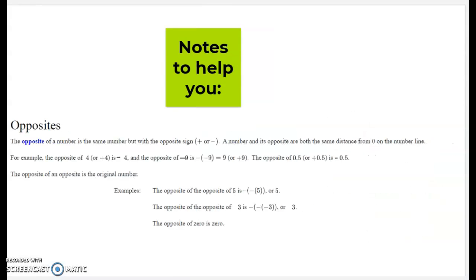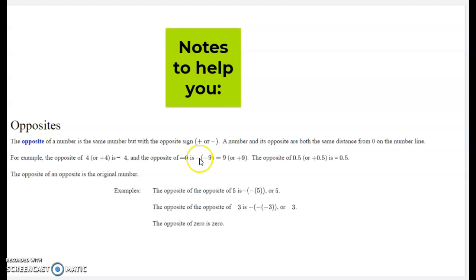Here are some notes to help you. So an opposite, it says right here, the opposite of a number is the same number but with the opposite sign, positive or negative. A number and its opposite are both the same distance from 0 on the number line. For example, the opposite of 4 or positive 4 is negative 4. And the opposite of negative 9 is positive 9.